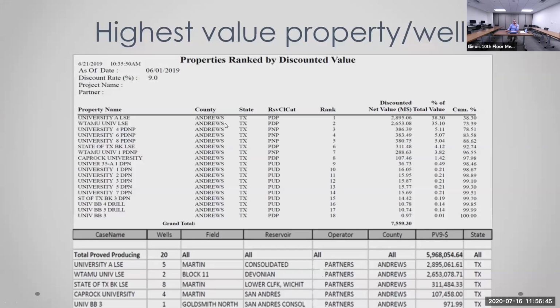And then if you look here, these have PDPs, PDNPs, that's just an abbreviation of it, PMP, and PUDs, and we'll rank them, and this is just how we display it. This is another way that we like to display properties. We'll say we have total of approved, developed, producing properties, 20. In this evaluation, we had 5 leases. Each lease had a certain amount of wells producing from this field, this reservoir run by an operator right here from Andrews County, and the PV9 for each lease, and obviously the location.